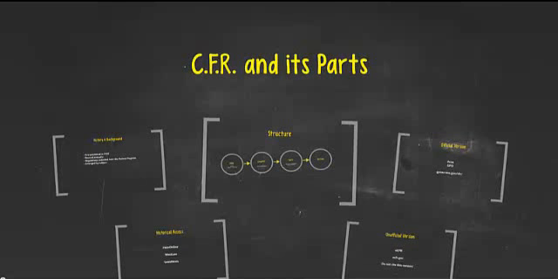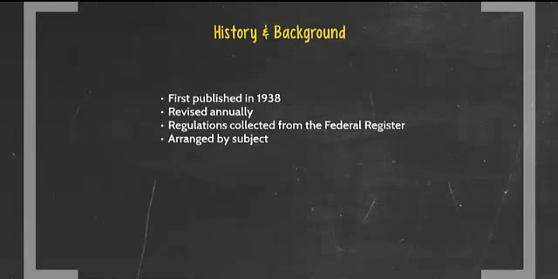For this video, we're just going to briefly go over the CFR and its parts, and then we're going to browse the CFR on the U.S. Government Printing Office site to look at a regulation. The CFR was first published in 1938. It is revised annually with regulations collected from the Federal Register, and the CFR is arranged by subject.